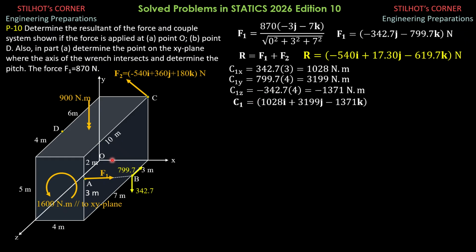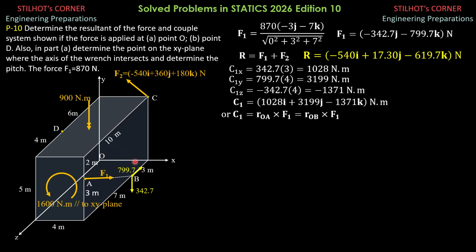It is either ROA cross F1 or ROB cross F1. I will leave the other one. I leave ROB cross F1 for your alternate verification that C sub 1 is indeed equal to that. I'll just use ROA cross F1. So these are the options: C sub 1 is ROA cross F1 or ROB cross F1.